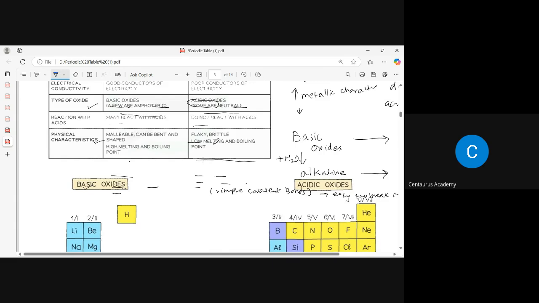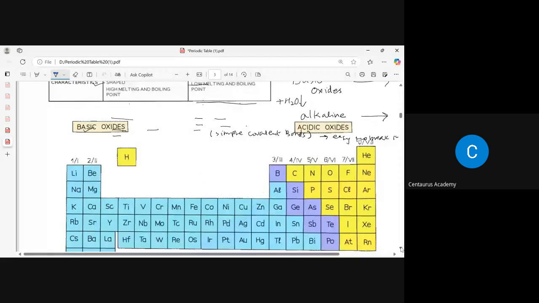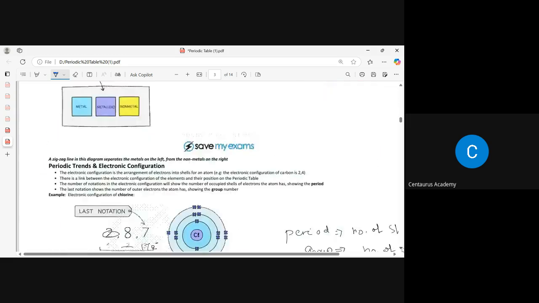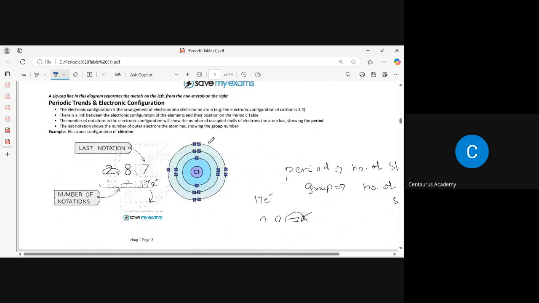All right. Moving on to physical properties, metals tend to be malleable. They are ductile. They can be shaped. They can be bent. They have high melting and boiling points as compared to non-metals. Non-metals are flaky, brittle, and have low melting and boiling points. So these are all metals, and metals tend to be basic oxides. Non-metals tend to be acidic oxides. This we have discussed already.